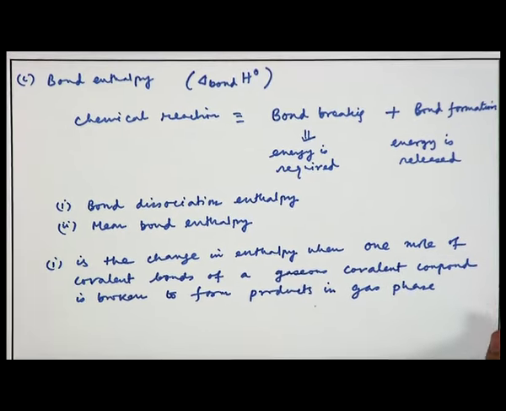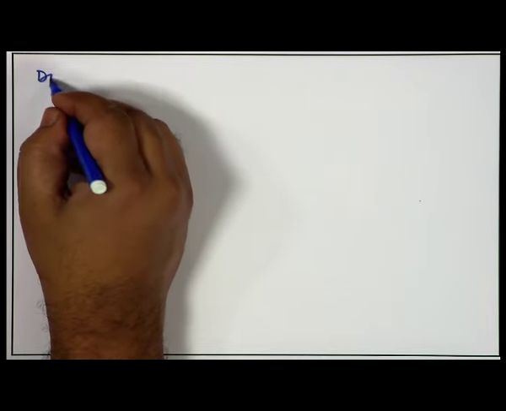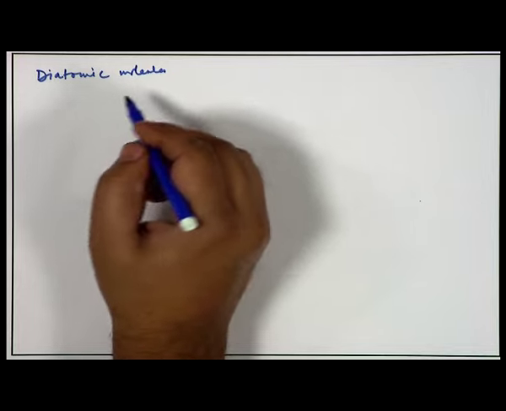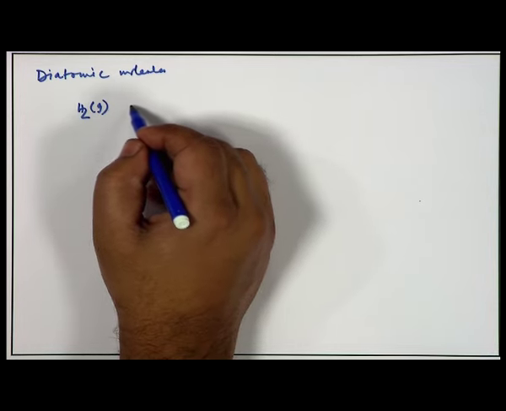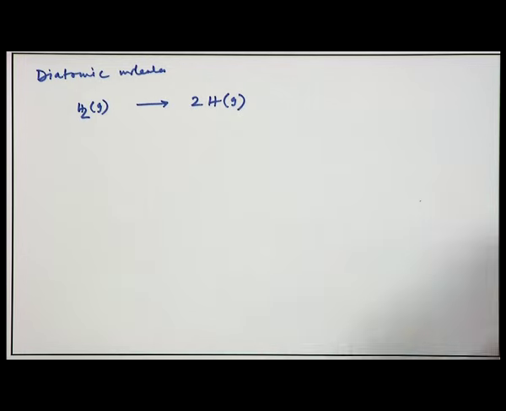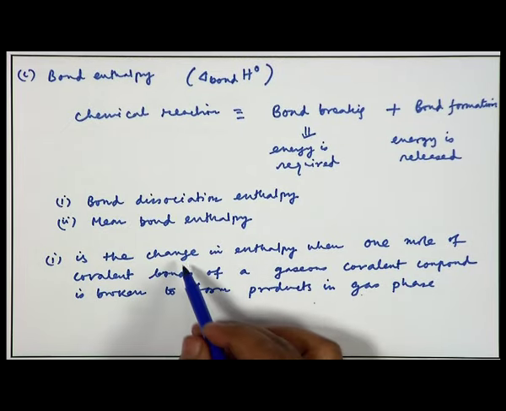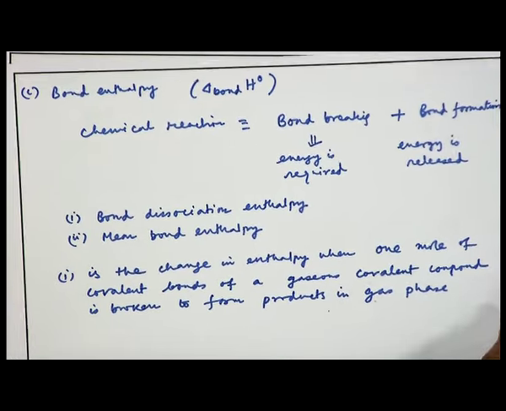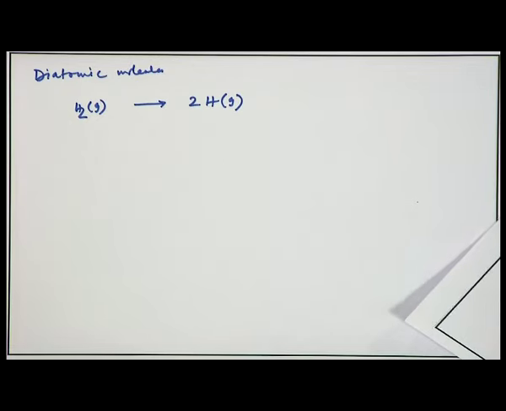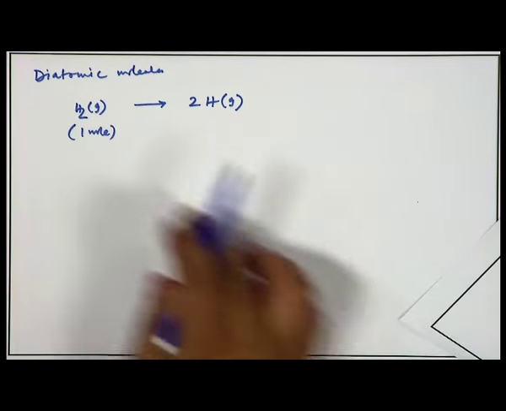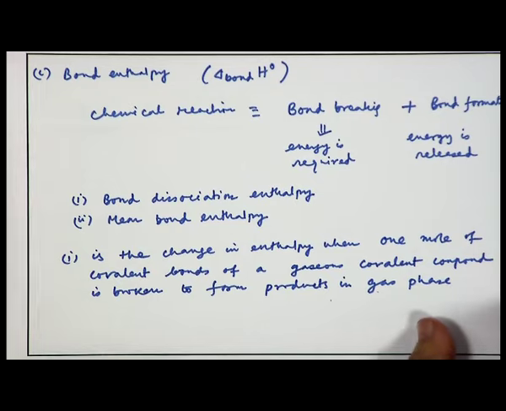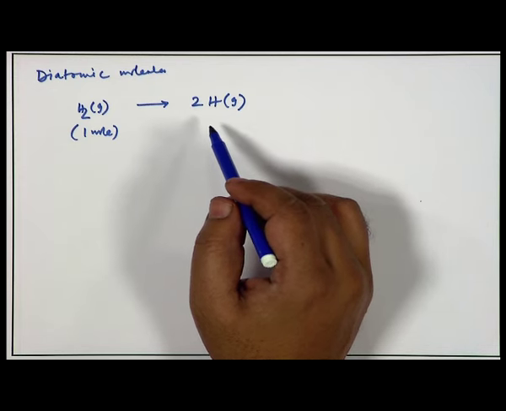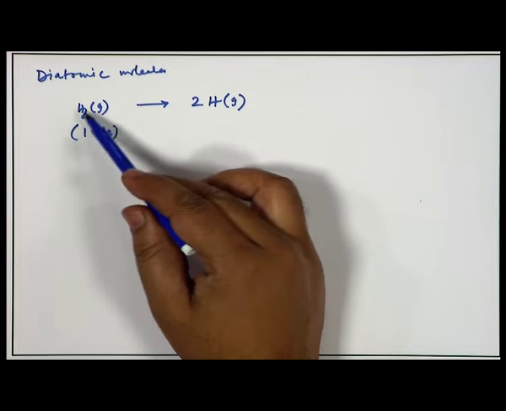So, let us talk about diatomic molecules first. Diatomic molecules, like examples we have given, hydrogen gas. So, the bond dissociation enthalpy is the change in enthalpy when 1 mole of covalent bond in a gaseous covalent compound is broken. In this case, hydrogen gas is a gaseous covalent compound. We are taking 1 mole and it is broken into products in gaseous phase. So, in this case the product, which is hydrogen atom, is also in gaseous phase. So, this is the bond dissociation enthalpy for hydrogen gas.